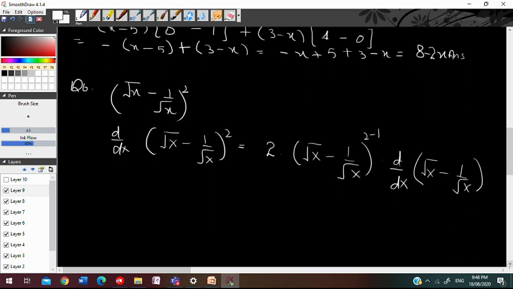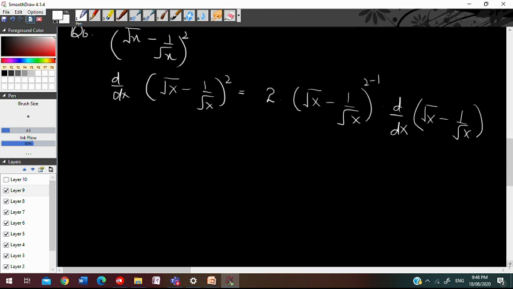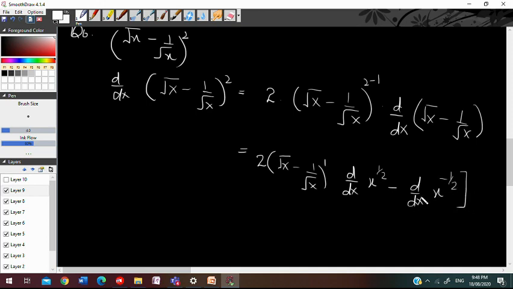Now, one more trick I will give you: when you have 2 times (√x − 1/√x) to the power 1, and you apply d by dx on both these terms, you can write it like this: d by dx of x to the power 1/2 minus d by dx of x to the power minus 1/2. It becomes very simple. You just bring the power down and then subtract 1 from the original power. The same thing happens here, and whatever you get will become your answer.